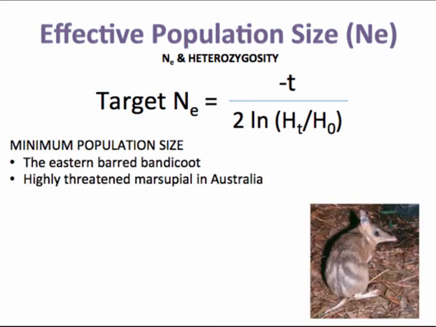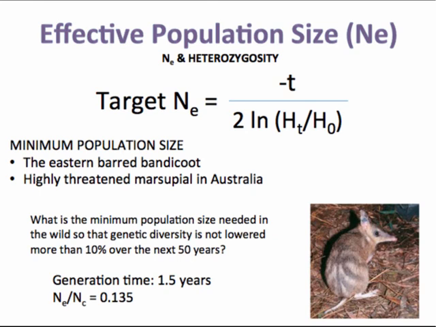And here's an example. We have the eastern barred bandicoot, which is a highly threatened marsupial in Australia. And the question is, what is the minimum population size needed in the wild so that genetic diversity is not lowered more than 10% over the next 50 years? And then we are given 2 other pieces of information: that the generation time is 1.5 years, and that the NE/NC ratio is 0.13, meaning that the effective population size is 13% of the census size.